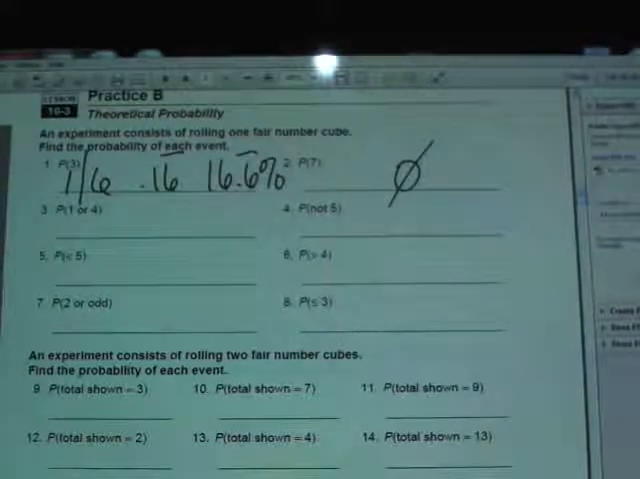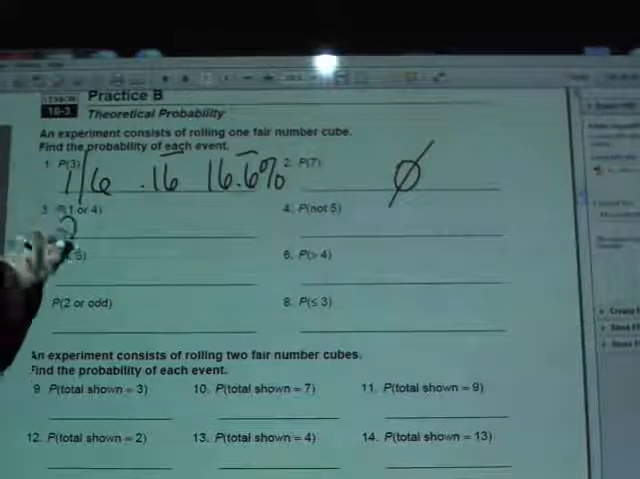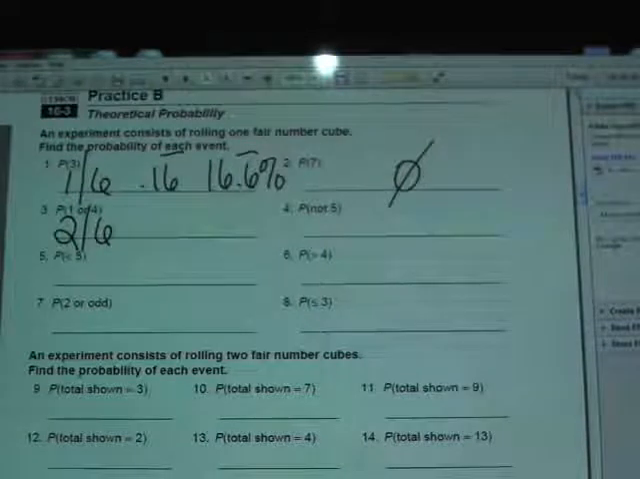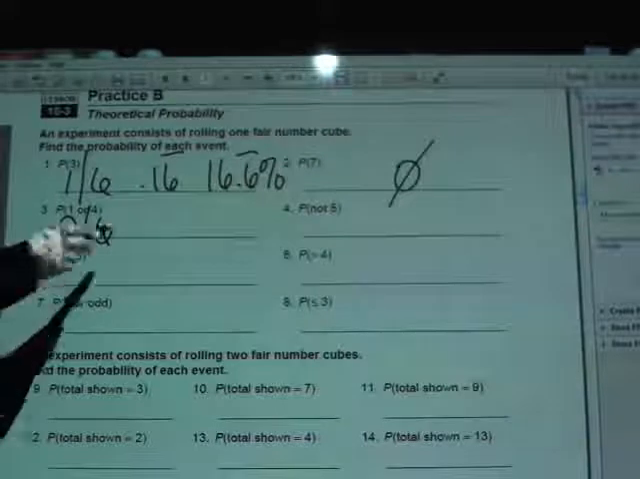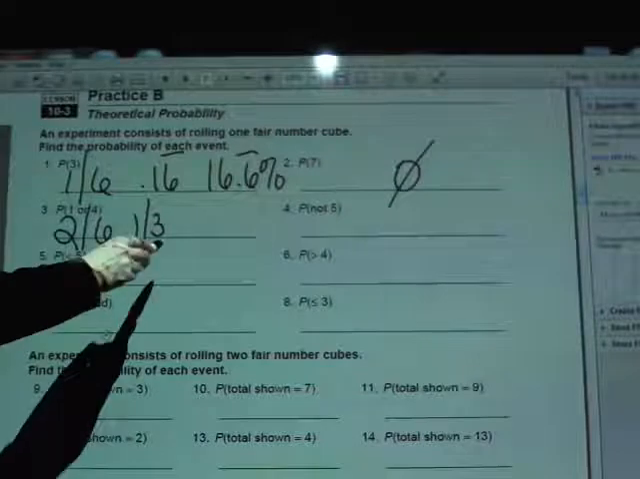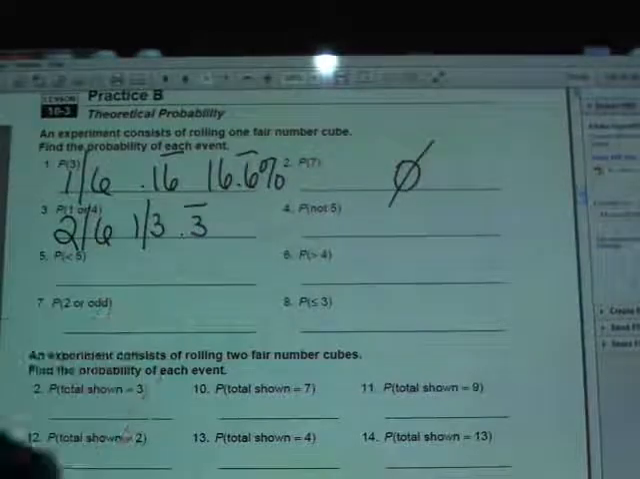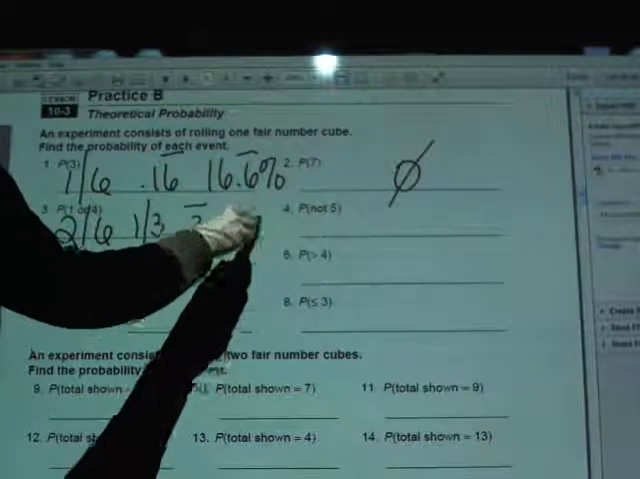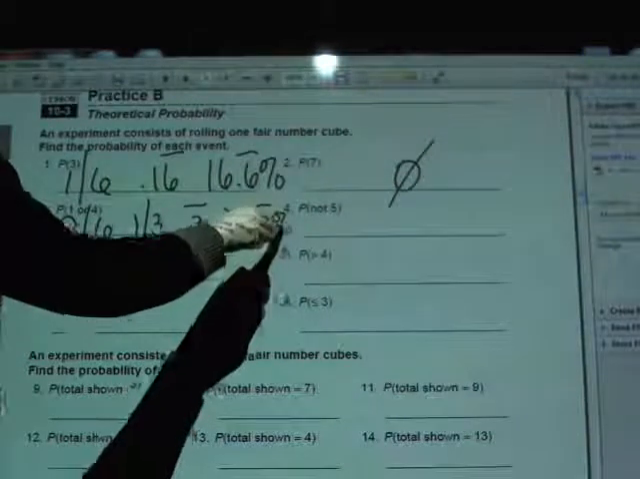Number 3 is asking me about the probability of getting a 1 or a 4. Well, there's 2 winning scenarios there, 1 and 4. So there's 2 successful opportunities out of 6 total possibilities, again 1 through 6. And so we could reduce that now if we wanted to. 2 over 6 reduces down to 1/3. If you want to write this as a decimal, that's 0.3 repeating, 1 divided by 3. And as a percentage, 33.3 repeating percent.